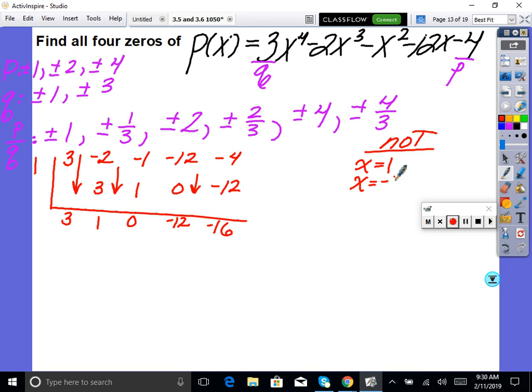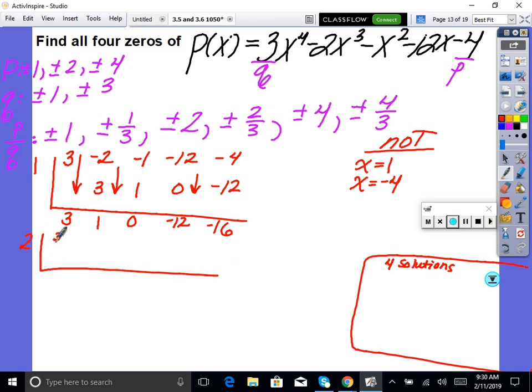So we had somebody else test negative 4 and they say it doesn't work. This is in my not box. Okay, let's see if 2 works. Did I mess up? Okay, cool. So we just found when x equals 2.